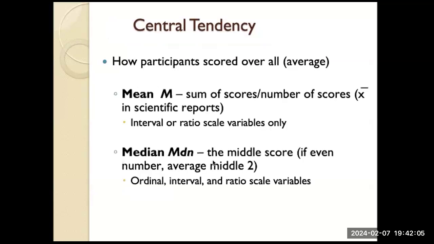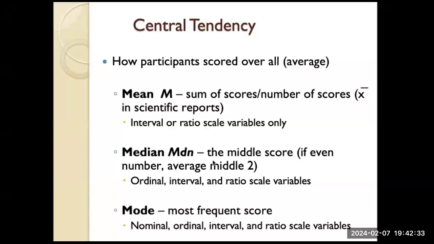So mean, we'll go over this. All of you took stats before you took this class, so none of this should be new, right? Central tendency is how participants scored overall, and it depends on the type of scale of measurement that we're using. So if you're measuring the mean or average, you can only use quantitative variables. Median, on the other hand, you can use any type, ordinal, interval, and ratio scale variables. And if we're talking about mode, it works for all the types of variables.